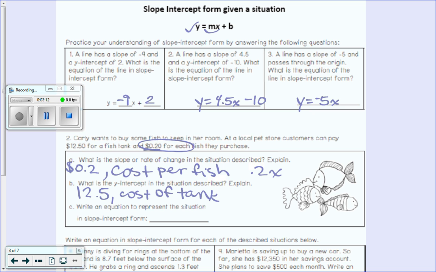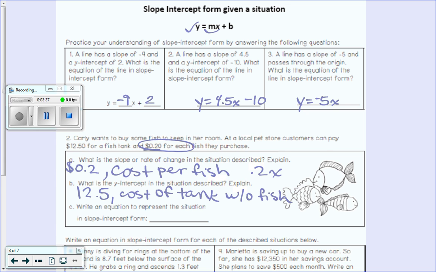Can you just buy the tank and walk out? Yes, you can. That's just the cost without fish, if 0 fish are purchased. And then parents can buy the fish tank, bring it home, and then they can bring the kids back, and you get to pick fish, right?